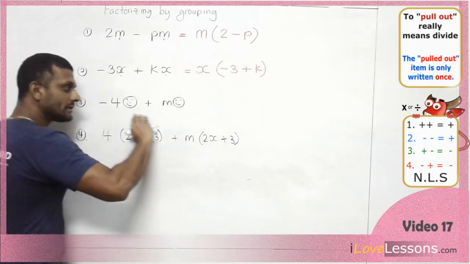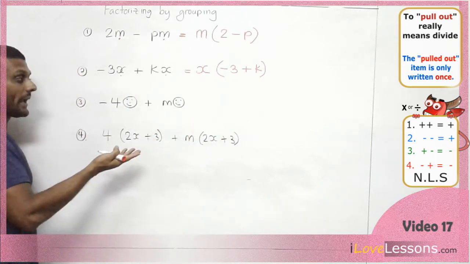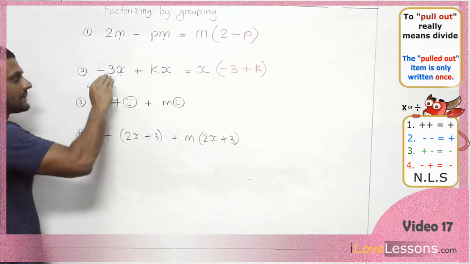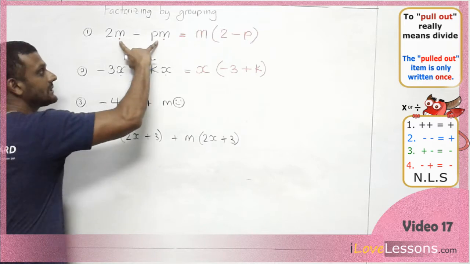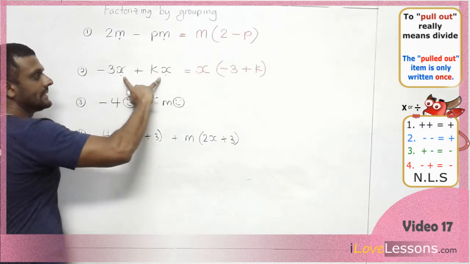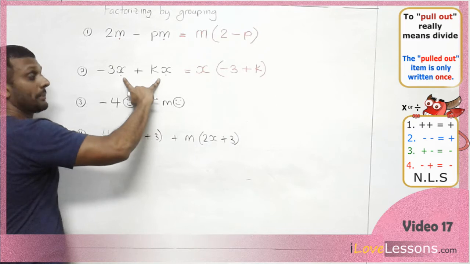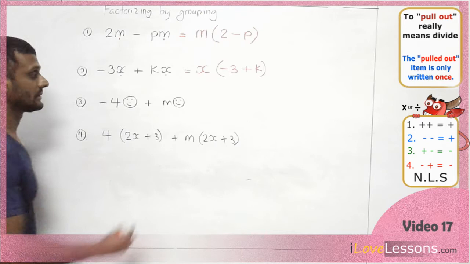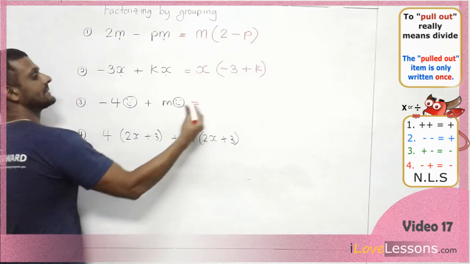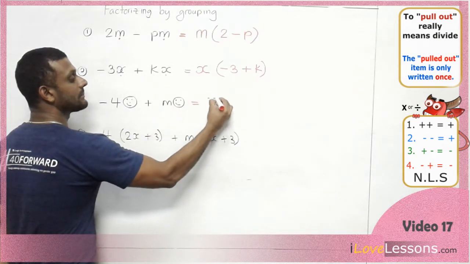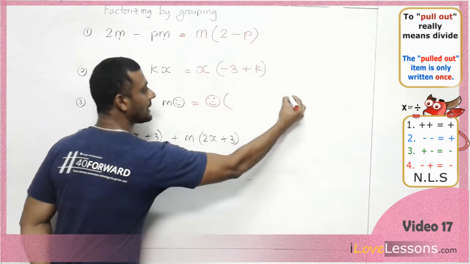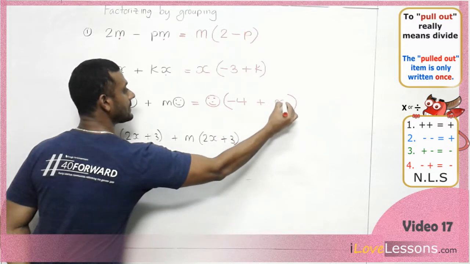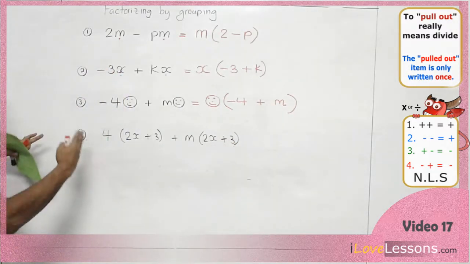Although this question looks weird, it's very similar to question 2 and question 1. In these two, the m were the same, so you pull them out. In these two, the x were the same, so you pull the x out. And in these two, the smiley face is common. So if I were to factorize this, I would get the smiley face outside. And what would I be left with in the brackets? Minus 4 plus m.